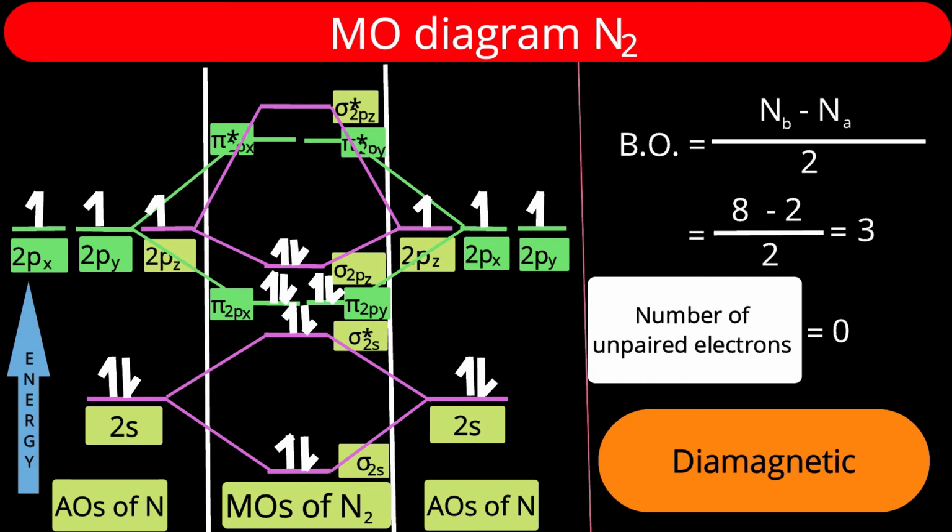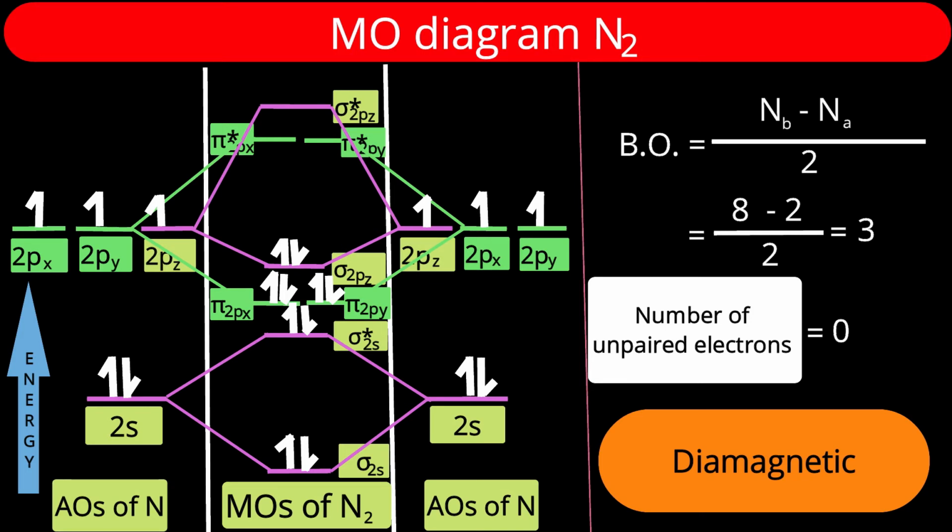How many electrons are in bonding orbitals? 8. Which are those? 2 in the sigma 2s and 4 in the pi 2px, pi 2py and 2 in the sigma 2pz. So those 8 electrons. How many electrons are there in antibonding orbitals? Only 2. Which orbital is it? Sigma star 2s orbital, in which 2 electrons are there.